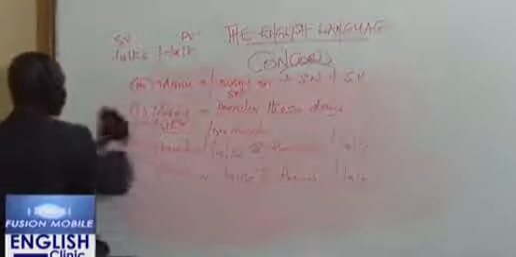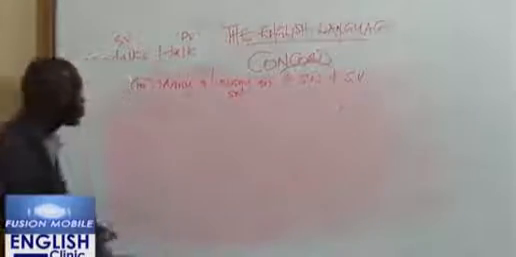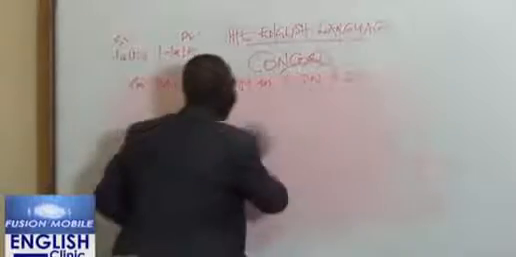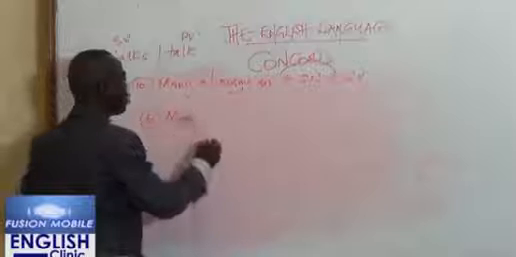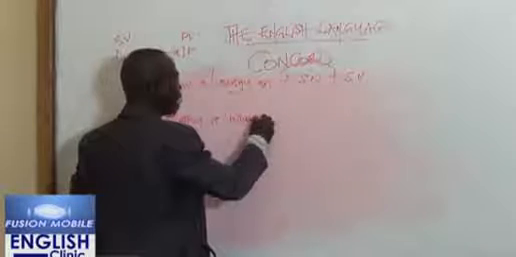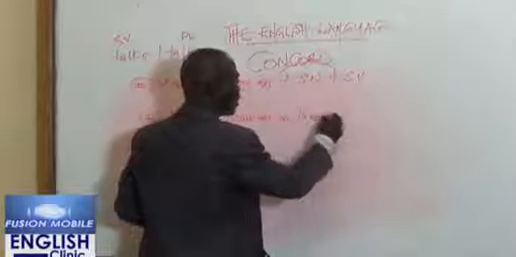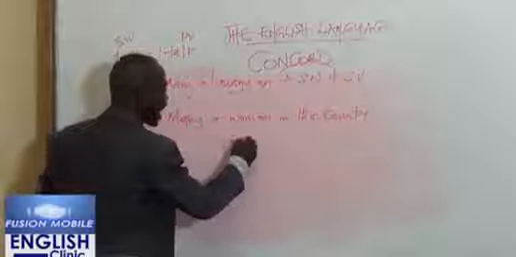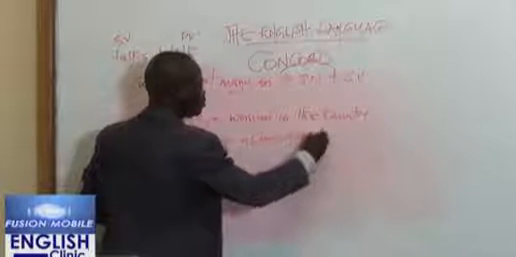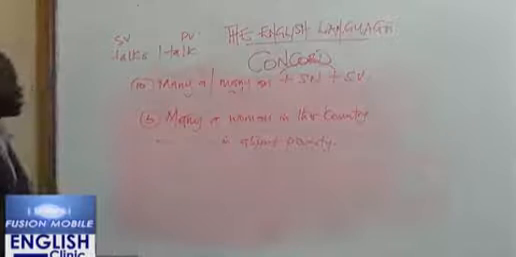Let's look at another example. Example B. Many a woman in this country dash in abject poverty. Many a woman in this country dash in abject poverty.